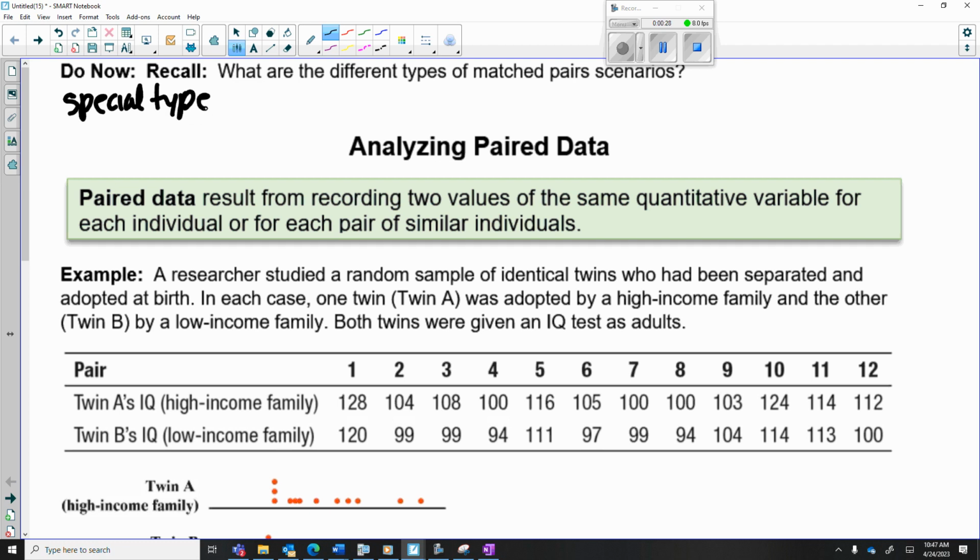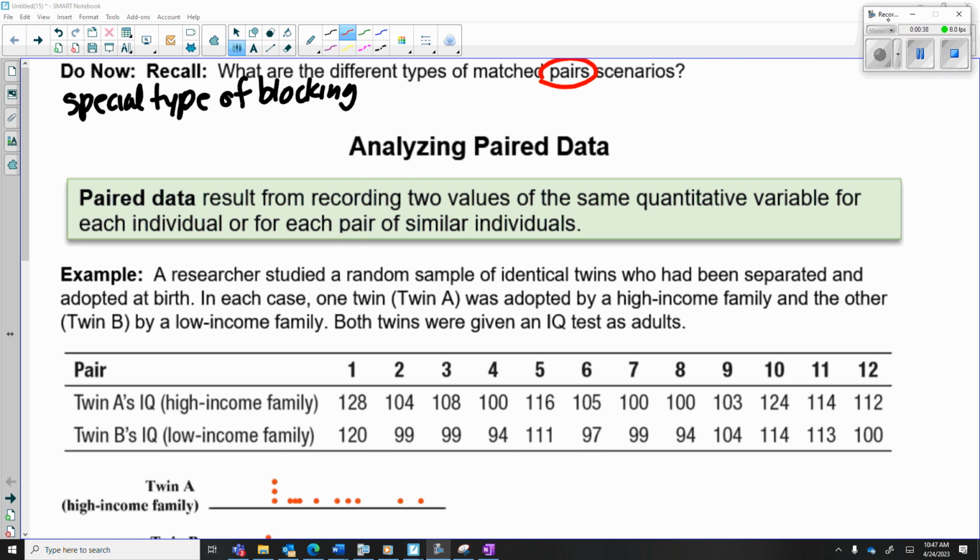Remember, there's a few different types of match pair scenario. Match pairs, notice, has the word pairs. So hopefully you're realizing that pairs means two. So remember, that's blocks of size 2. And basically what we were doing was we were grouping people together who have something very similar with respect to what we were measuring, some kind of confounding variable that we want to reduce. So we block or we pair based on the similarity that they have in common to try to reduce the effect of that lurking or confounding variable.